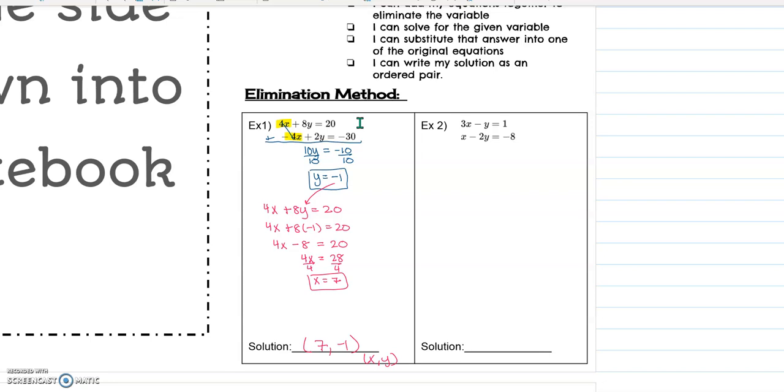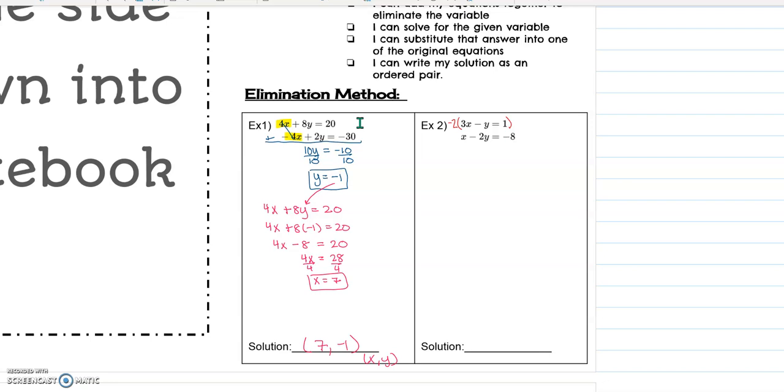So I'm going to multiply either one of my equations or both of them to get opposites. It does not matter which one. You can choose to multiply to get opposite x's or multiply to get opposite y's. For this one, I'm going to multiply my first one by negative 2 so I can get opposite y's. We could have gotten opposite x's, and I would have multiplied the second equation to get opposite x's, but I'm choosing to do opposite y's.